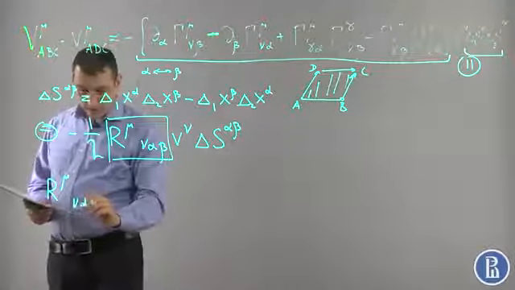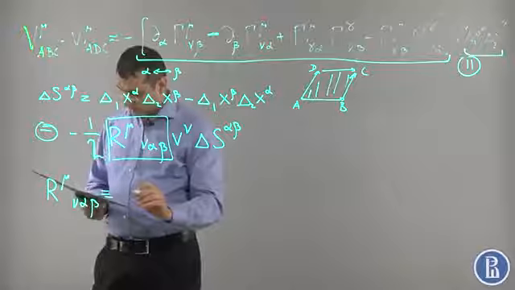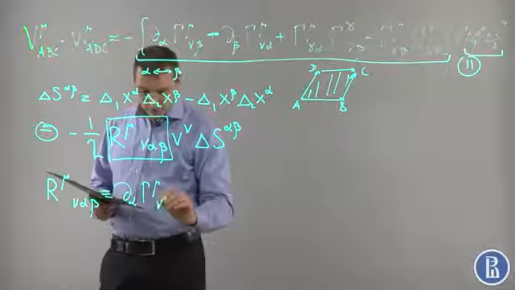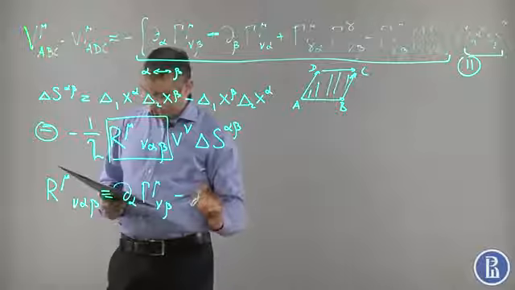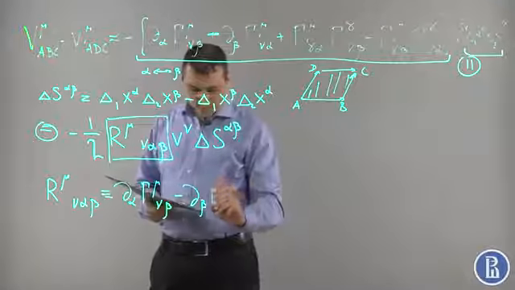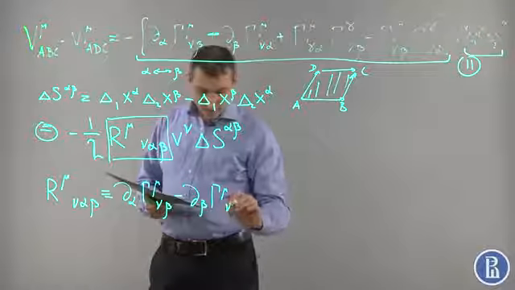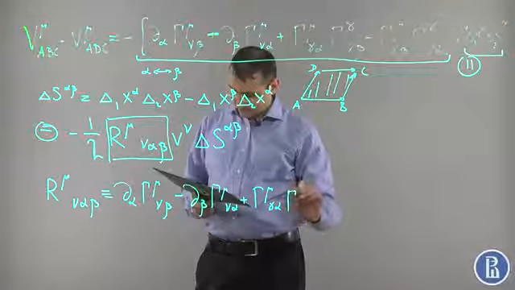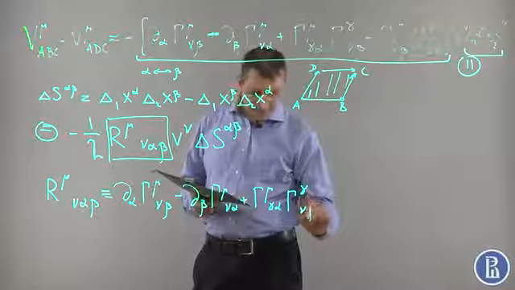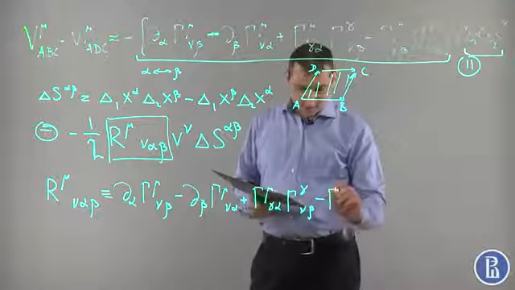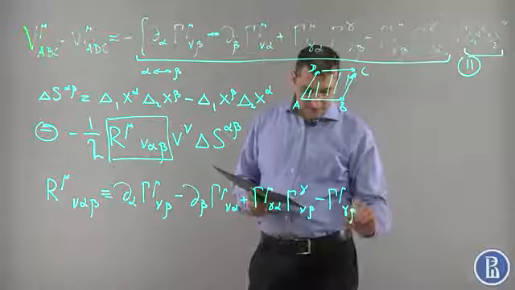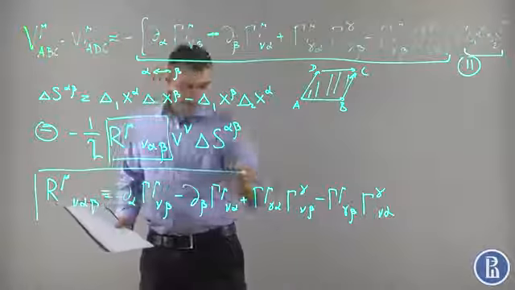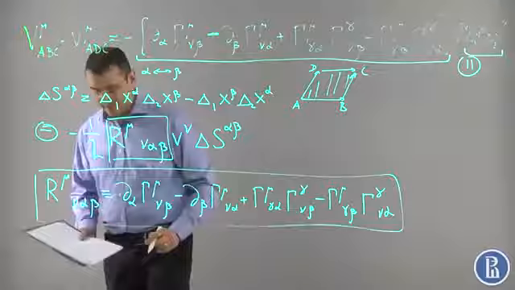R^μ_{ναβ} is just ∂_α Γ^μ_{νβ} minus ∂_β Γ^μ_{να} plus Γ^μ_{γα} Γ^γ_{νβ} minus Γ^μ_{γβ} Γ^γ_{να}. So this quantity is nothing but the Riemann tensor. This is exactly the Riemann tensor.